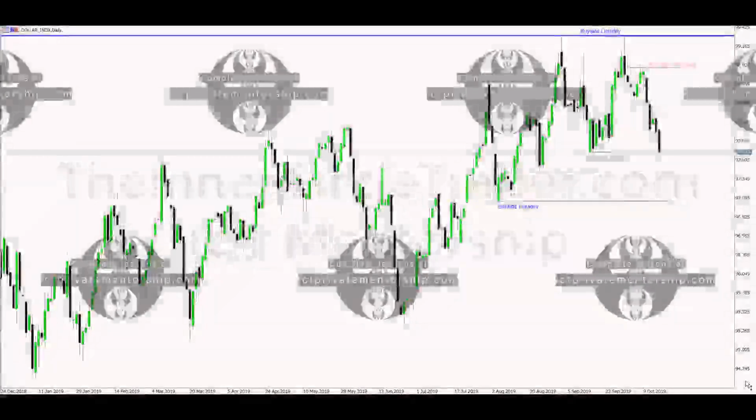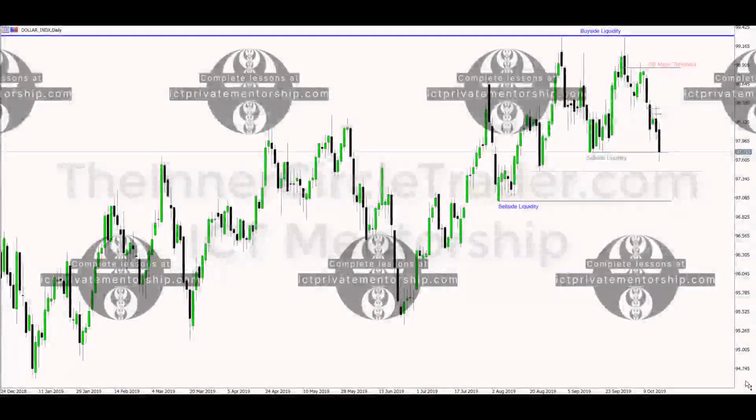Okay, folks, welcome back. It is Wednesday, October 16th, 2019. This is our midweek market review for the ICT Mentorship. So we're looking at the dollar index. This is our daily chart.